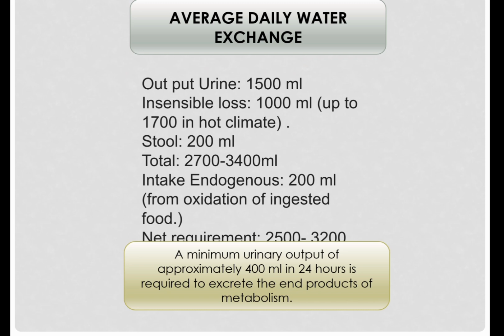Endogenous intake is 200 ml from oxidation of ingested food, and the net requirement of water is 2500 to 3200 ml. A minimum urinary output of approximately 400 ml in 24 hours is required to excrete the end products of metabolism.